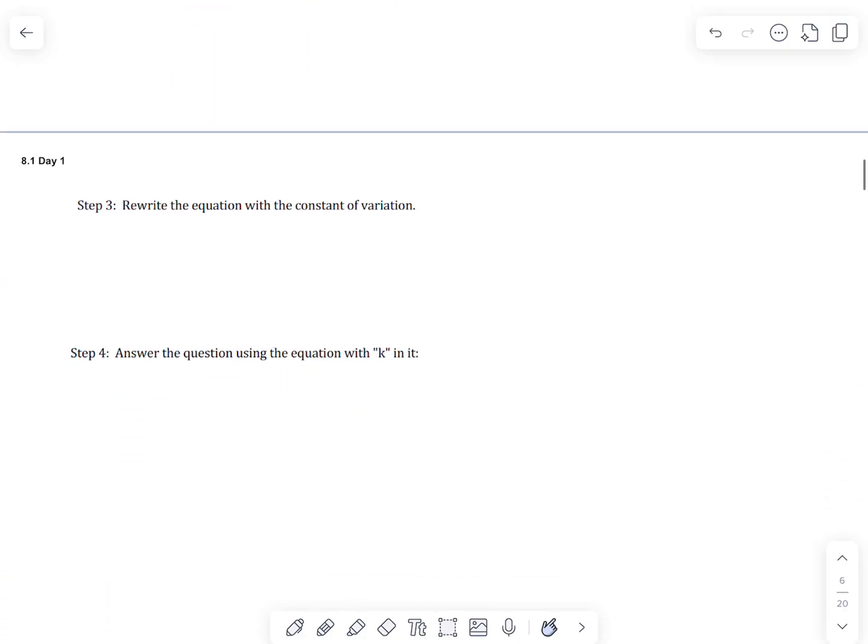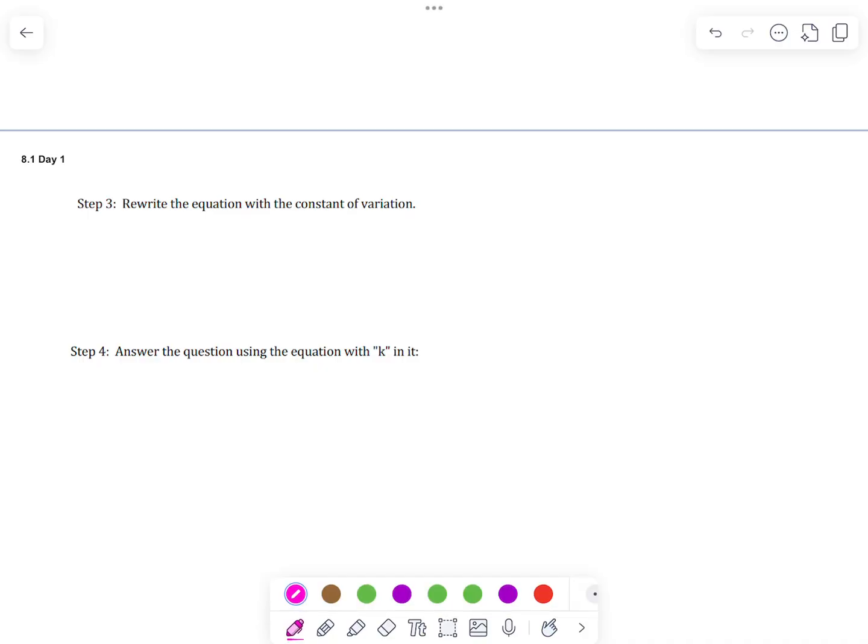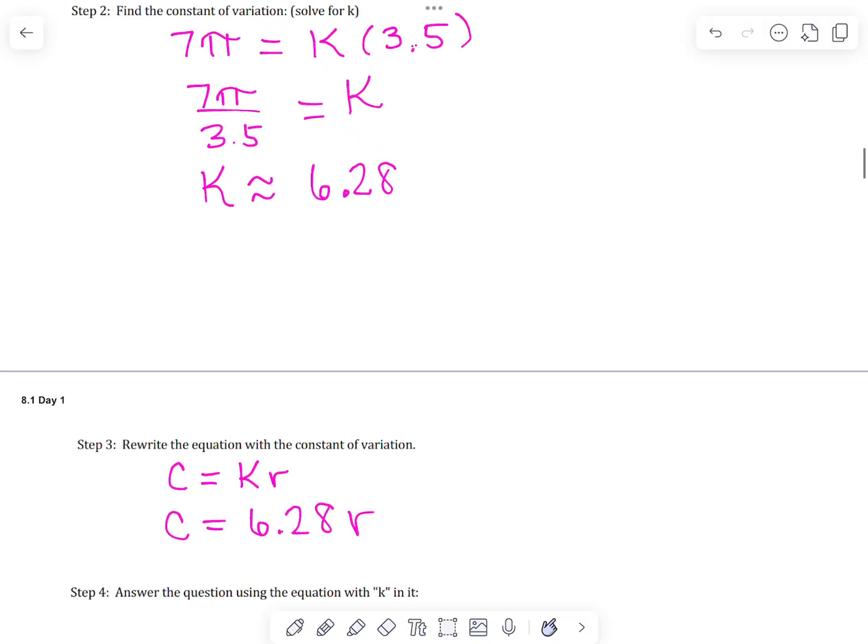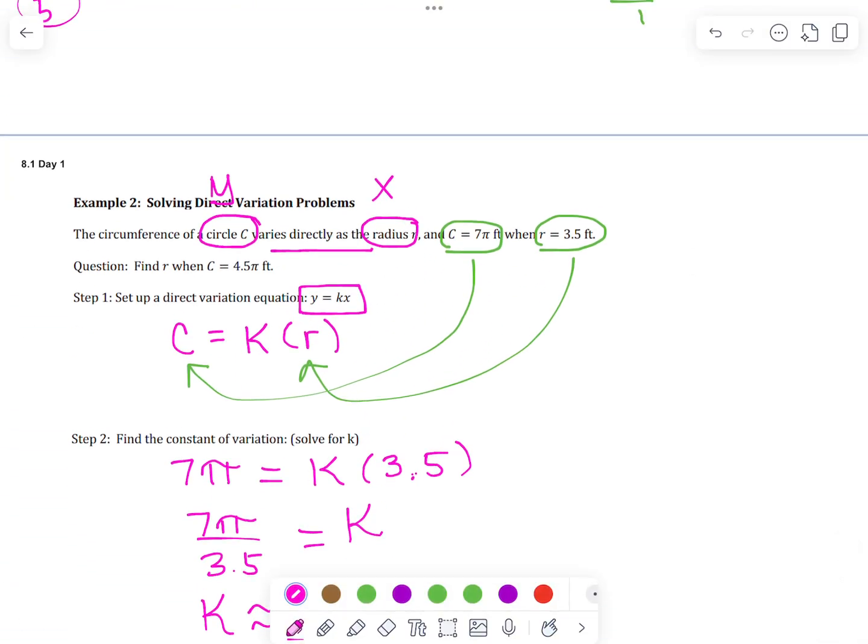Then we're going to substitute the k into the direct variation equation. So before it was C equals kr. Now we're going to substitute k in. So 6.28 goes in for k. And then we're going to answer the question. So up above it says, find r when the circumference of the circle is 4.5 pi feet.